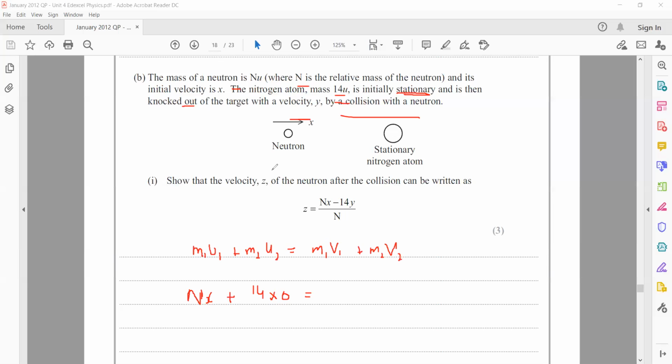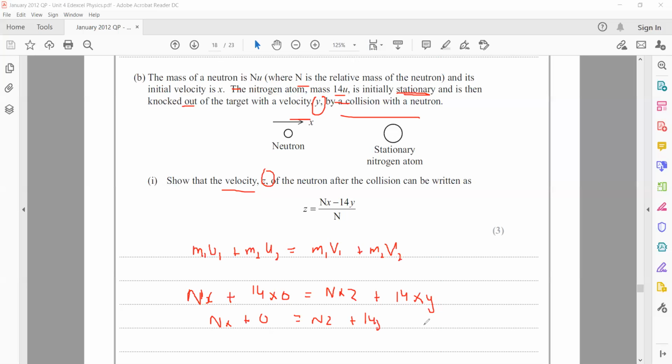Then, show that the velocity z of a neutron after collision can be written. So what is the neutron velocity after the collision? The mass of the neutron is n and the velocity after collision is z, plus the mass of the nitrogen atom is 14 and the velocity at which it moved when the neutron hit it is y. So we will solve this. This is nx. 14 multiplied by 0 is 0. This one is nz plus 14y.